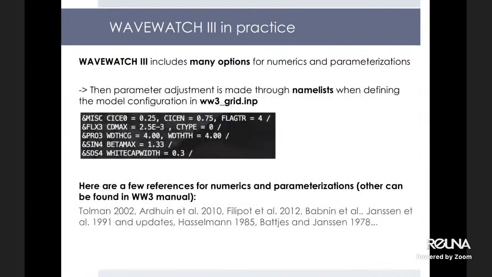Then you can change some parameters of the parameterization through namelists. And the main namelist for that is named the ww3_grid.inp file. In this one, you can set some parameters depending on the parameterization that you have chosen. There is a quite well written manual for WaveWatch to go a bit deeper into that.